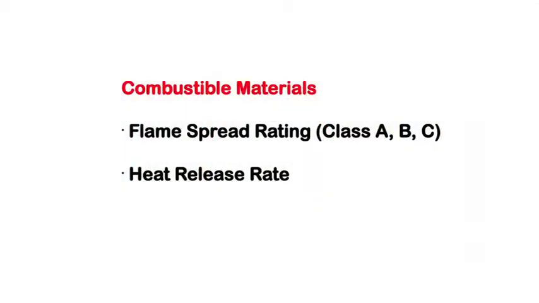So combustible materials, the way that you can evaluate how well a combustible material burns or how vigorously it'll burn, you can compare flame spread ratings, class A, B, or C, and you can compare heat release rate information, should it be available. It's really easy to find flame spread information for various combustible materials, so you can choose that way. And you can ask for heat release information.